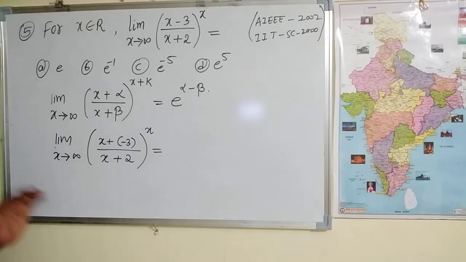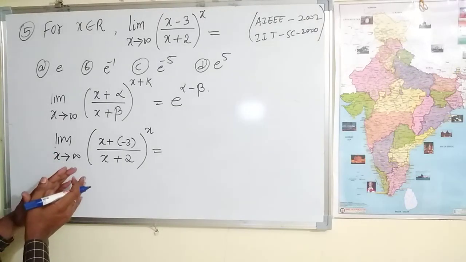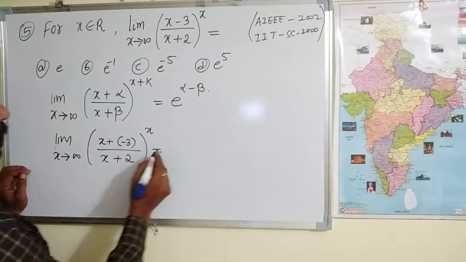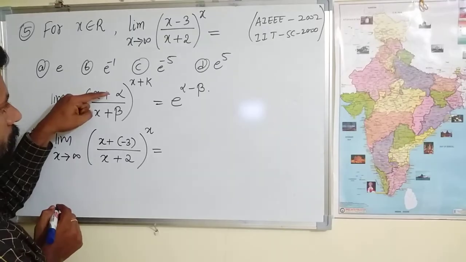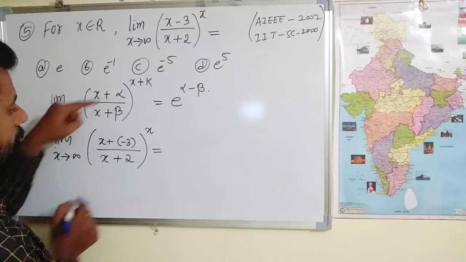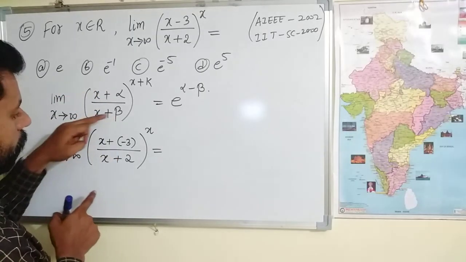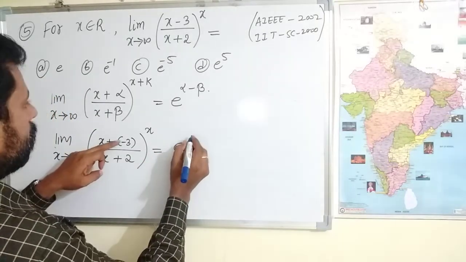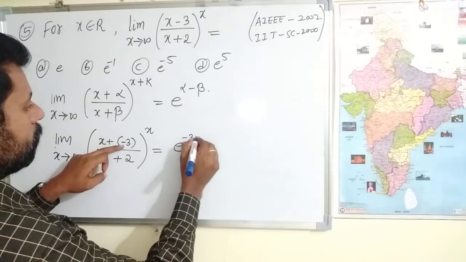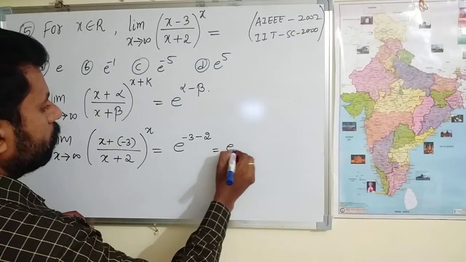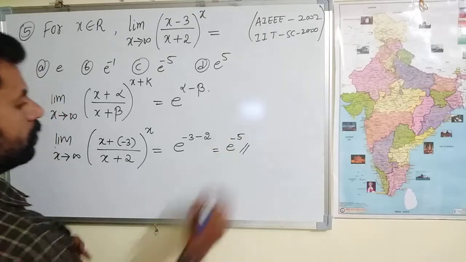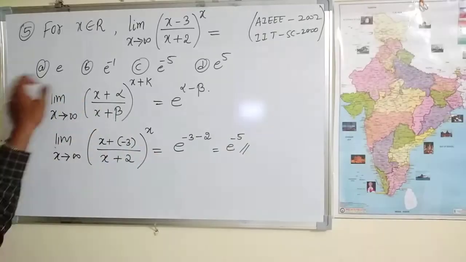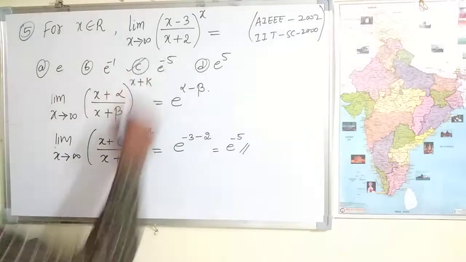Now compare this result with the standard result. Instead of alpha we have minus 3, instead of beta we have 2. This result can be written as e to the power alpha minus beta, where alpha is minus 3 and beta is 2, which is equal to e to the power minus 5, the required solution. So e to the power minus 5 is option C, which is correct.